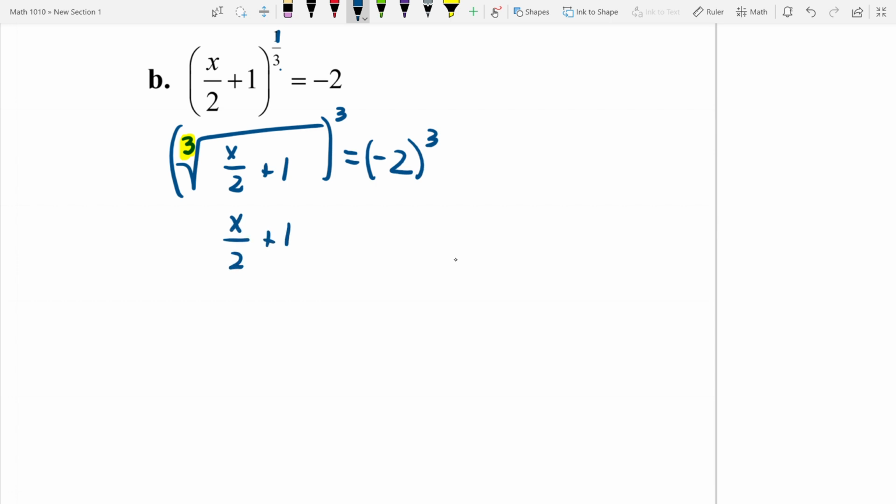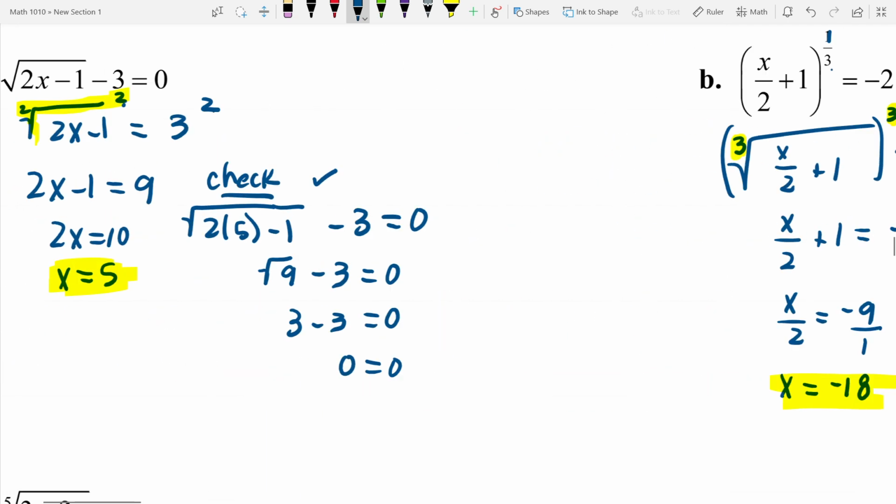So you have x over 2 plus 1 equals, and negative 2 to the third is a negative 2 times a negative 2 times a negative 2, which is a negative 8. Move your 1 over, so you have x over 2 equals negative 9. Now I'm just going to add a 1 and cross multiply. 1 times x is x equals negative 9 times 2 is a negative 18. Since I did not even power, I odd powered, I'm not required to check my answer, and I'm done. Okay, that was part B.